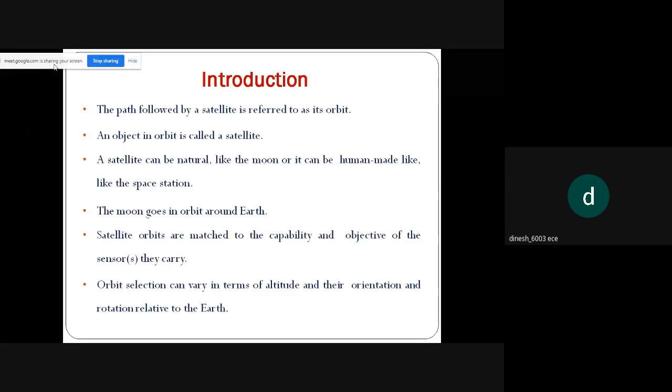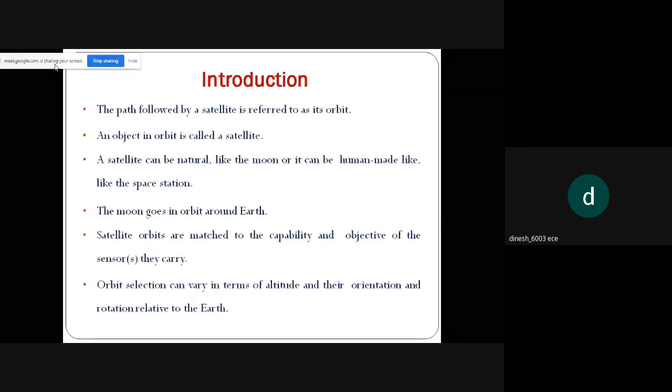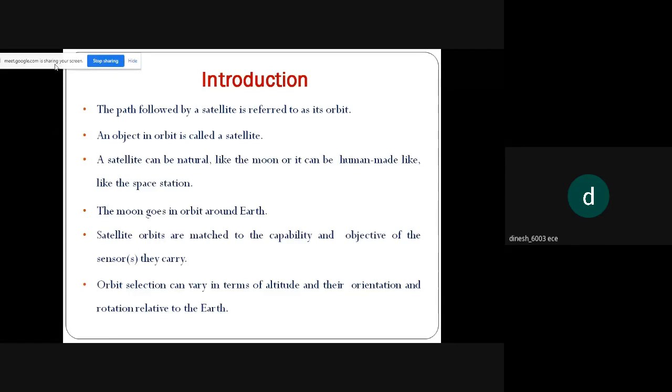The satellite orbits are matched to the capability and objective of the sensors that they carry. So, depending upon the application, the satellite orbits will vary. The orbit selection will vary in terms of altitude and orientation and rotation with respect to the Earth's rotation. Its speed, velocity, and positioning will vary depending upon the Earth's rotation.